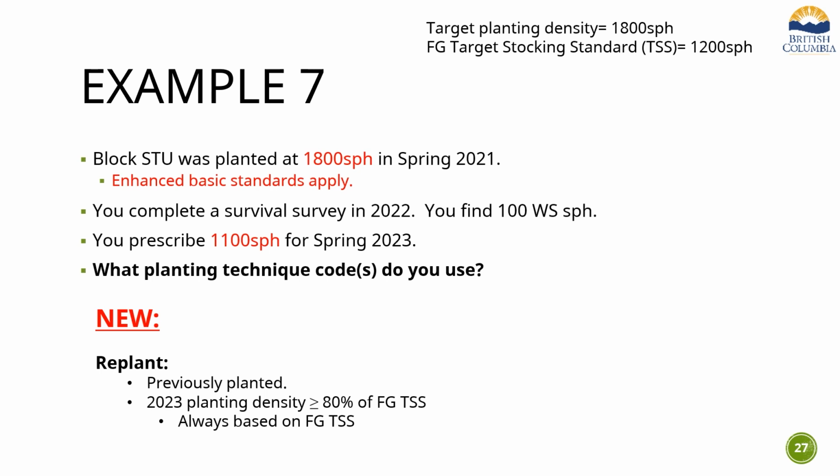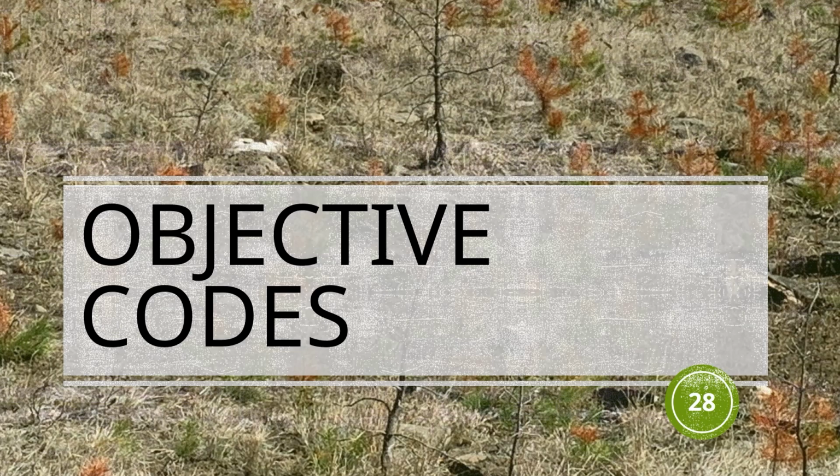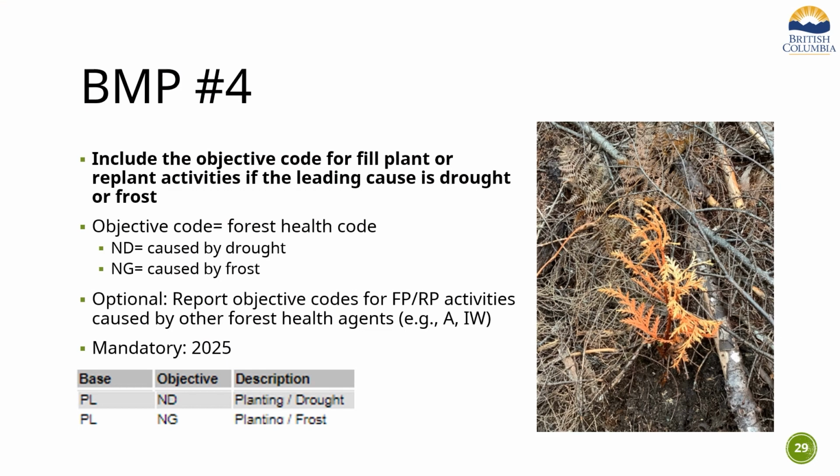Now that we have standardized technique codes, we can roll out some best management practices related to planting, starting with objective codes. Okay, the fourth BMP. In 2025, it will become a requirement to report the objective code for drought or frost-caused replants or fill plants. The objective code will be equivalent to the Forest Health Code. So for drought-caused fill plants or replants, the objective code will be ND. For frost-caused fill plants or replants, the objective code will be NG.